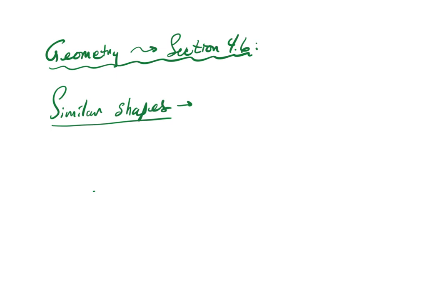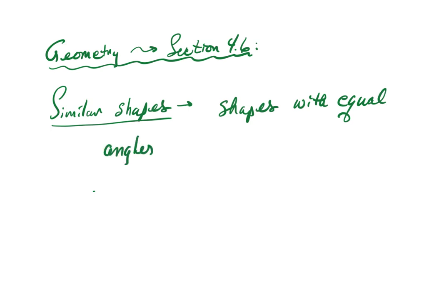We're going to come back to this one later, but for now, similar shapes are going to be shapes, so triangles, rectangles, quadrilaterals, and so on, with equal angles and proportional sides. Right? So the angles on two triangles, as an example, are going to be equal and the sides are going to be proportional.